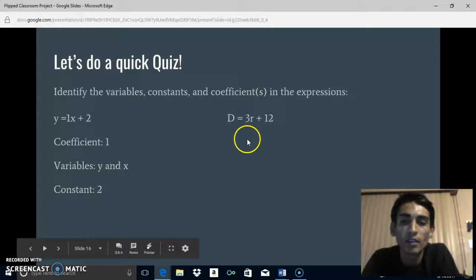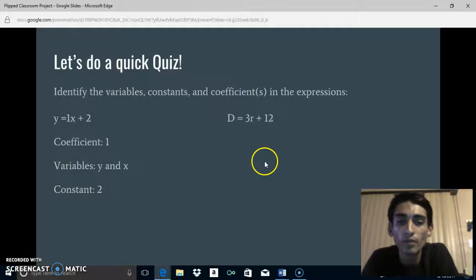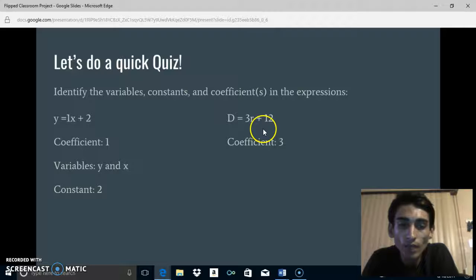So now let's take a look at another equation. We have d is equal to 3r plus 12. So again, the number in front of the r, just like the number in front of the x, will be our coefficient. So that's 3. And then, same like in the last problem, what are our variables? Here it was y and x. Here our variables are d and r. And our constant, again, the number that stands alone, which in this equation is 12.